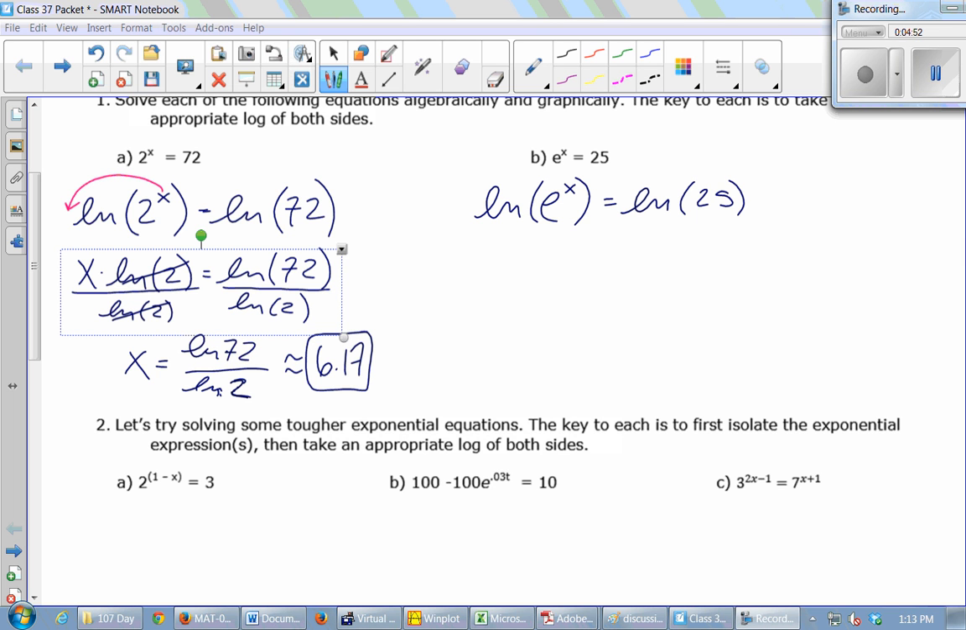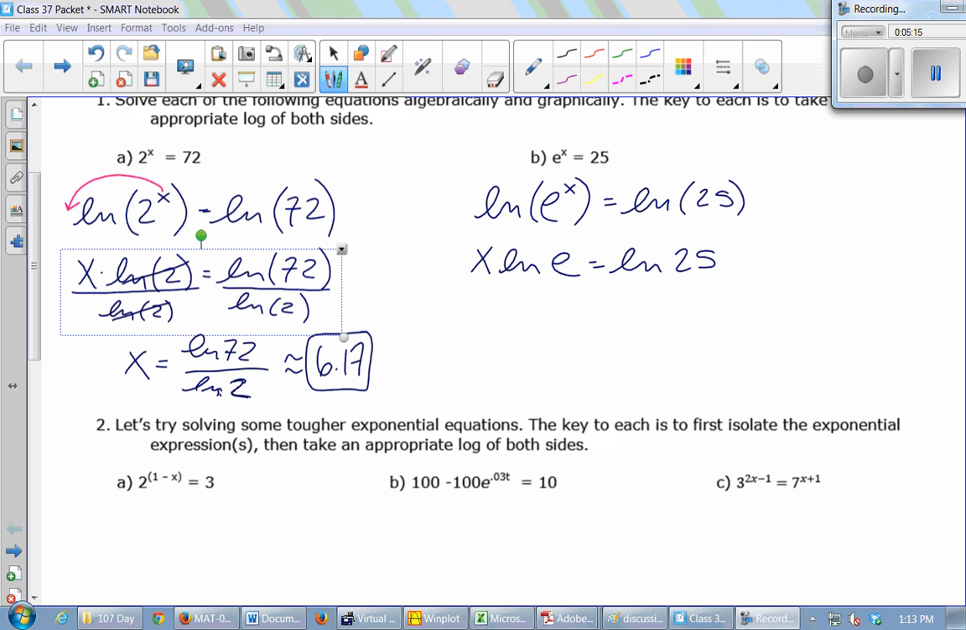We say, oh, e to the x is stuck up in the tower, right? So how do we get the x out of the tower? You use a log, climb a tree, right? So I take a log of both sides, and that allows me to free that exponent from its tower. So we have x ln e equals ln of 25.